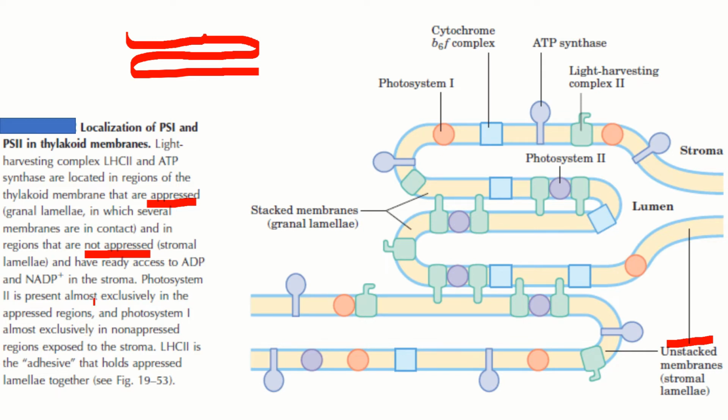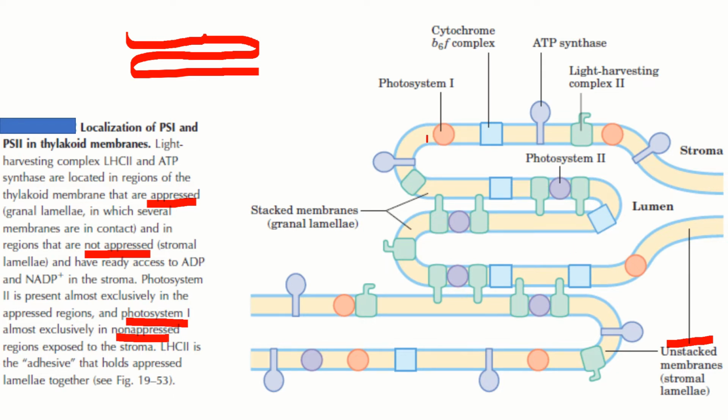What about photosystem 2? It is exclusively present in the appressed regions, and photosystem 1 is almost exclusively in the non-appressed region. So, here is the appressed region, the stacked region. You can see here the photosystem 2, light harvesting complex 2, etc., while inside you cannot see any photosystem 1.